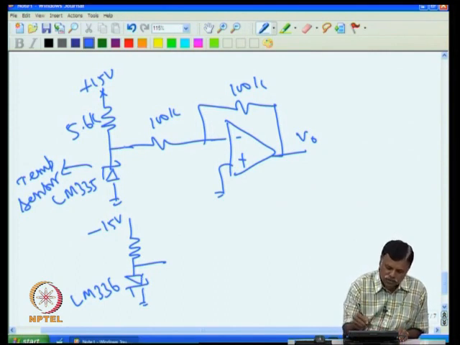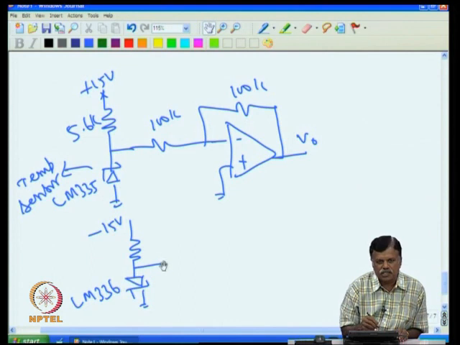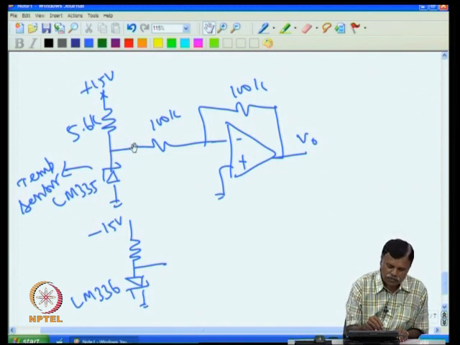The voltage at this point changes with temperature, whereas here the voltage at this point will not change much, it will be very, very small, that is 30 ppm. That is what we wanted. We want a stable voltage at this point, and we want a variable voltage with respect to temperature at this point. So if I take LM335, then this will give me at this point 2.5 volt.